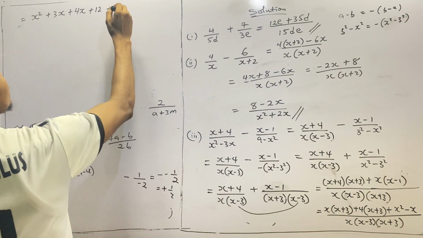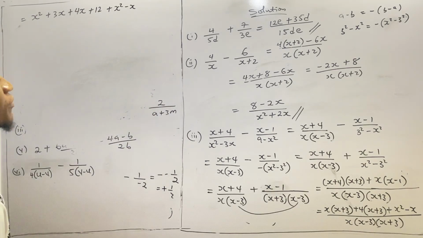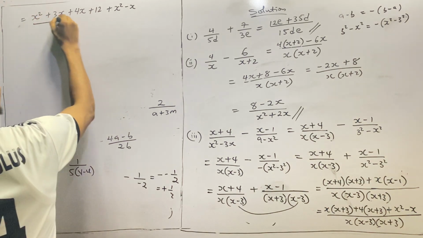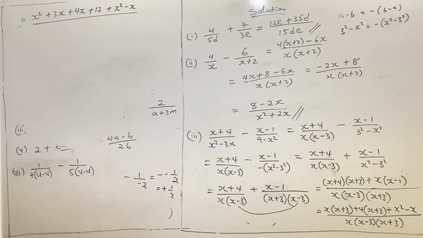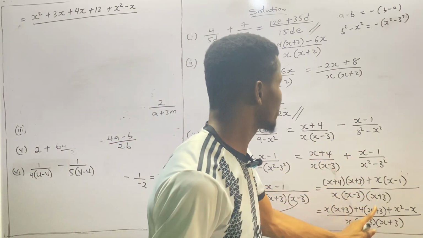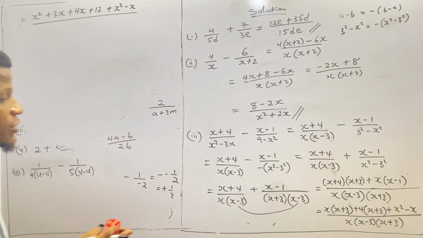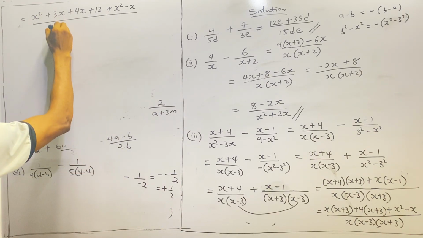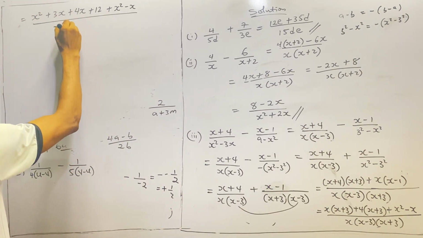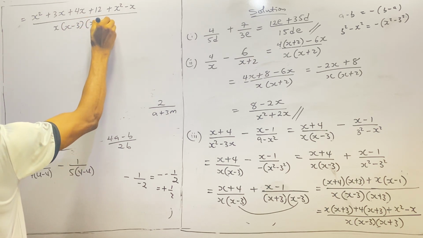x squared minus x, plus x squared minus x, then all over. So we can check it. x squared, 3x, 4x, 12, 4 times 3, 12, x squared and minus x. Okay, all over x into x minus 3, then x plus 3.